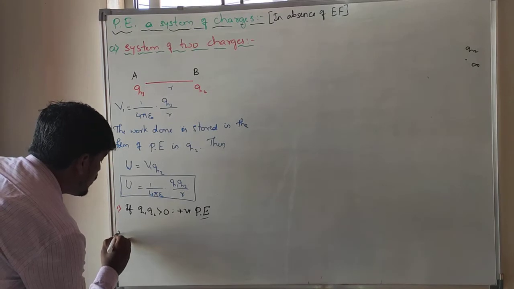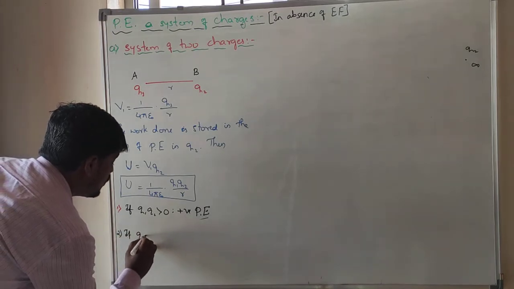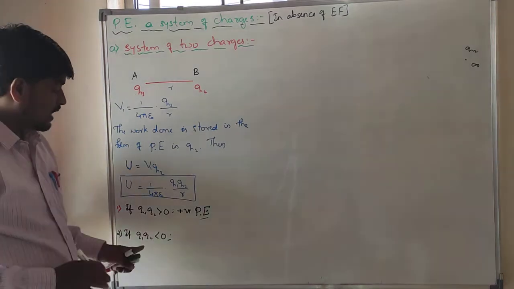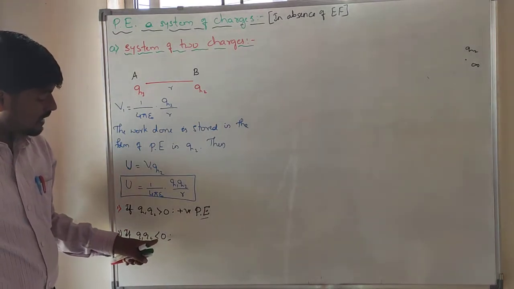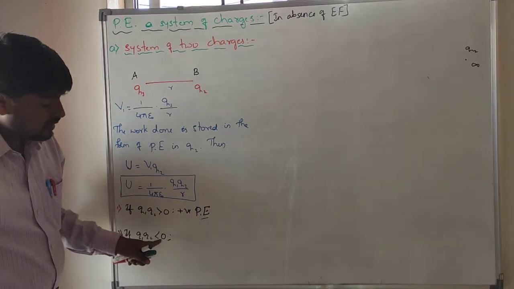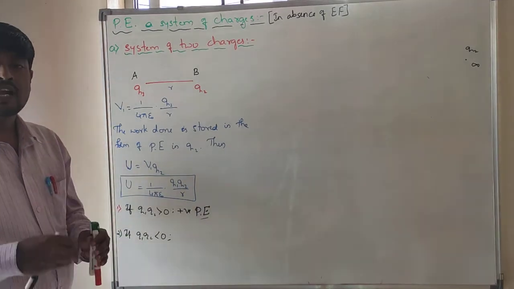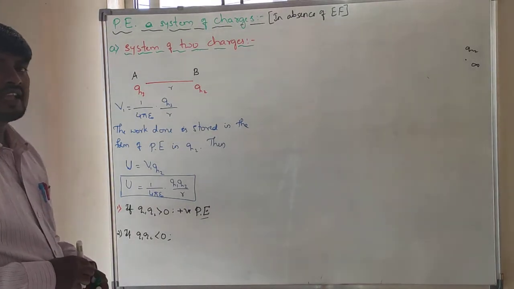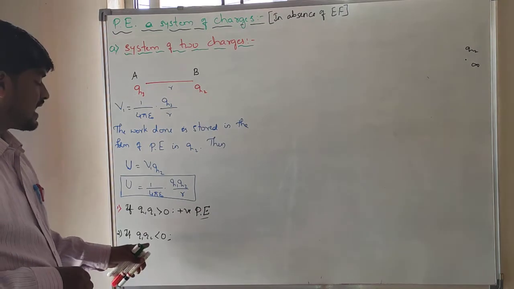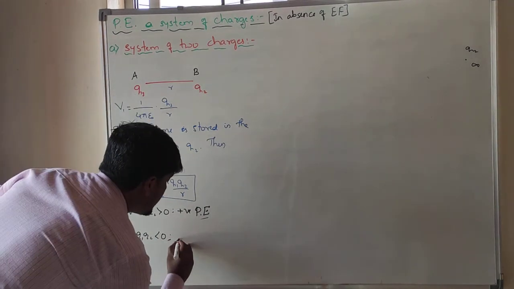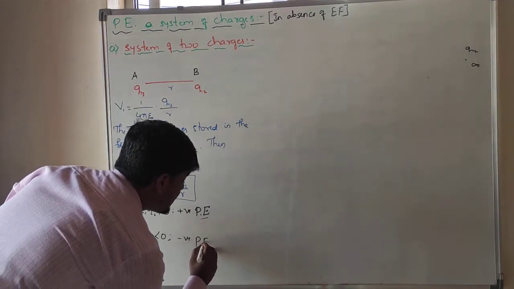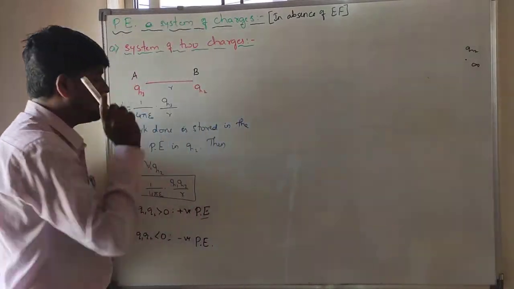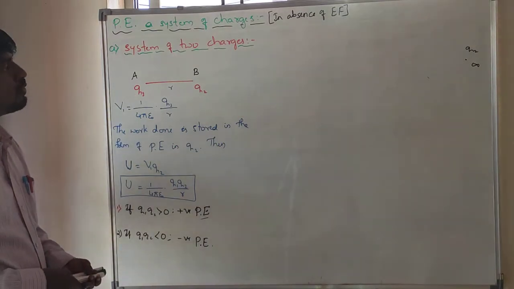Similarly, case 2: if Q1 Q2 is less than 0, again as I said in chapter 1, what happens here? If Q1 Q2 is less than 0, then one charge is positive and the other charge is negative. They are of opposite kind, hence they attract each other. I can say unlike charges. Hence, negative potential energy is required to bring a charge from infinity to the point P. I think it is clear to you people.